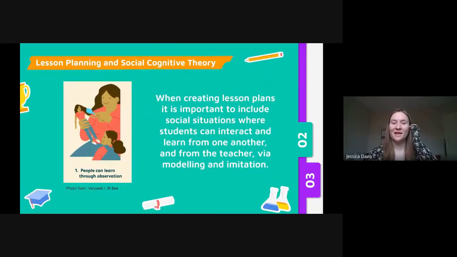Great question, Mackenzie. Thank you. So from a social cognitive perspective, the environment and social interaction should be deeply integrated into our lesson planning. As Albert Bandura suggests, and he is the father of social cognitive theory, students learn from modeling, imitation, and just through observation, but also from their social interactions and their interactions with the environment. So when we're creating lesson plans, it's really important to include social situations where students can interact and learn from one another and from their teacher through modeling and imitation.